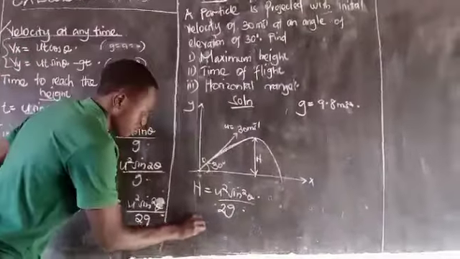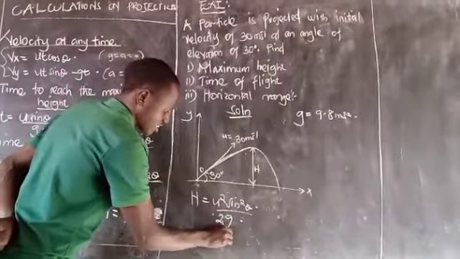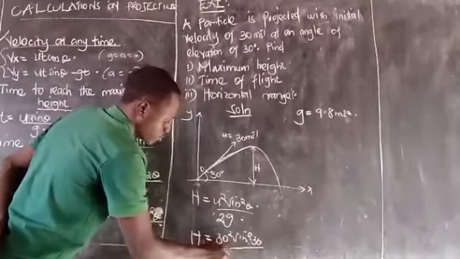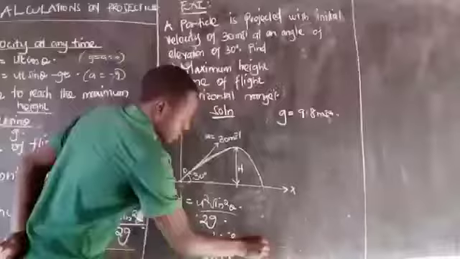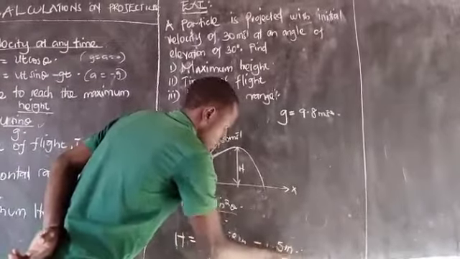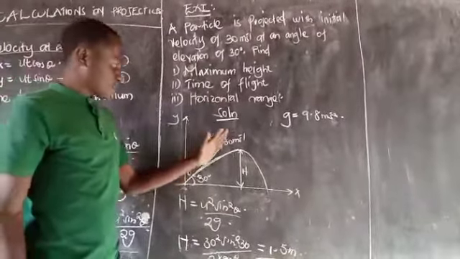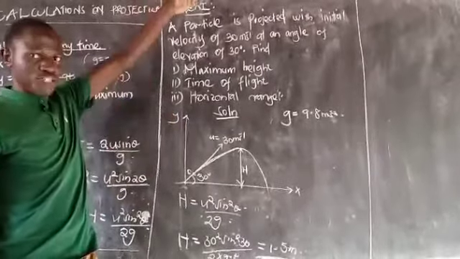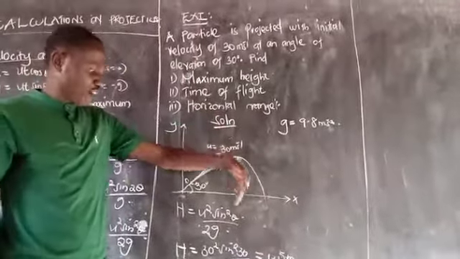So we can simply substitute and say H equals U squared, that is 30 squared, sine squared of 30 divided by 2 times 9.8, and this gives us 1.5 meters as the maximum height. It simply implies that after projecting this body at 30 meters per second at an angle of elevation 30, the maximum possible height this body can move is 1.5 meters, and at that point, it simply turns back to the ground.